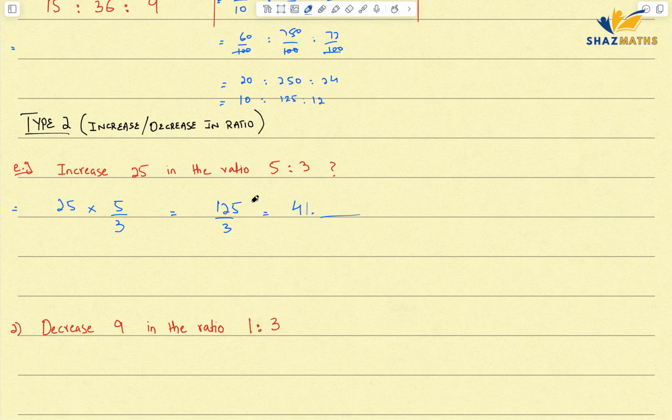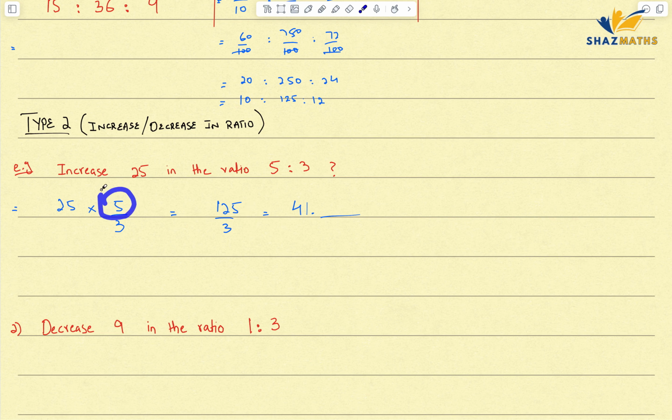Alright, now why is it increase, why is it not decrease? It depends on the numerator or the denominator. If the numerator is bigger, that means if I'm increasing this number by this ratio, obviously I will get a bigger answer. Now why have I used the word increase? Because the numerator is bigger.